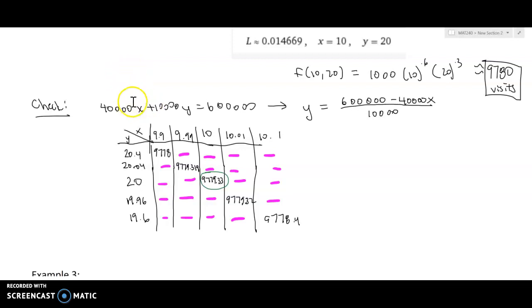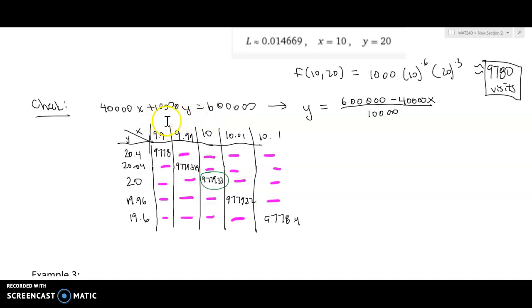Just to wrap up this last example, we had talked about how to confirm that this point is in fact a maximum. We can't use the d-test here because the d-test assumes there is no constraint. So if we were to just generate points randomly right around the point 10, 20, then these points here in this pink color would not make sense because, for example, 20.4 nurses and 10 doctors is over budget. It does not meet our budget constraint.